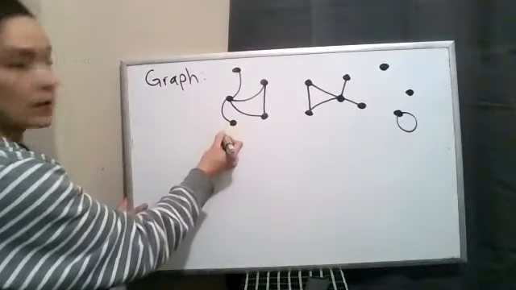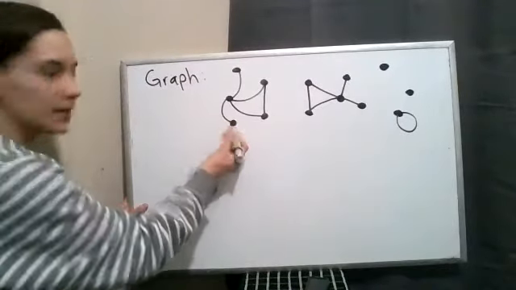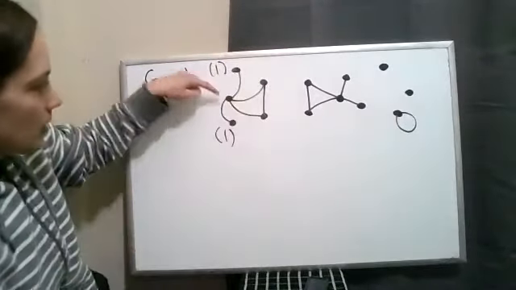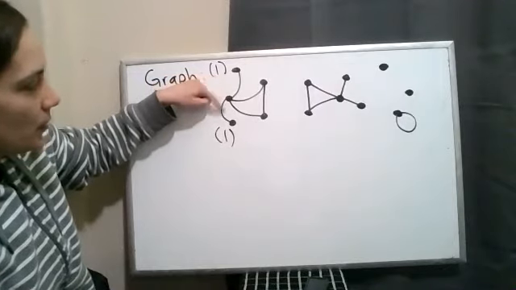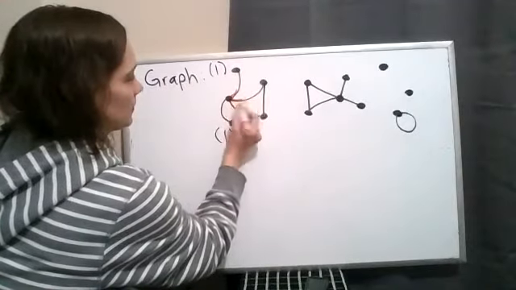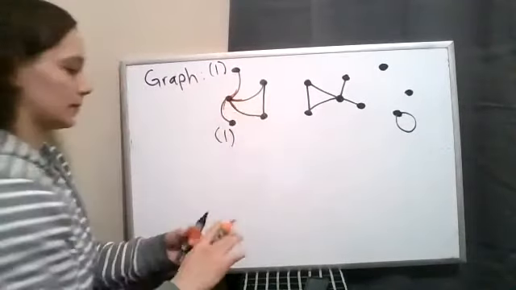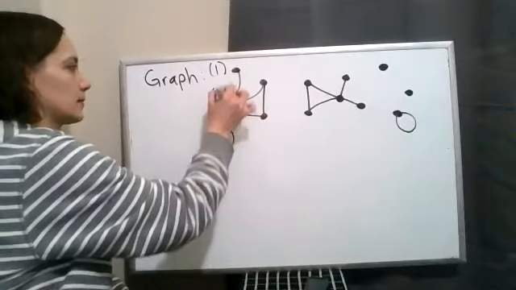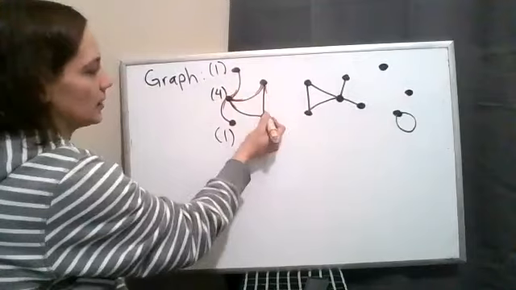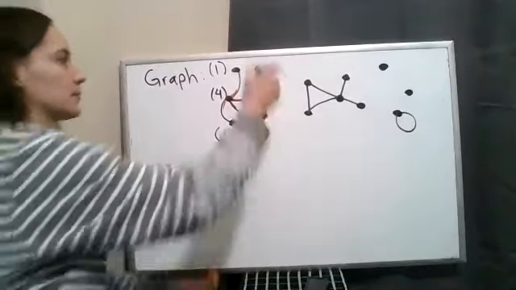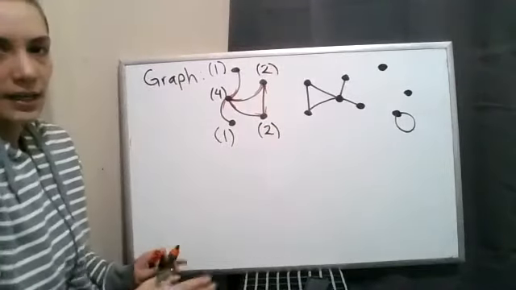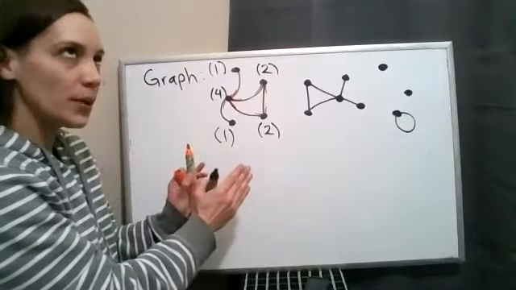This is degree 1, just one edge connecting. Same here. Degree 1, 2, 3, 4. I just want to highlight. This is degree 2. 1, 2. Same here. That's for the first component.